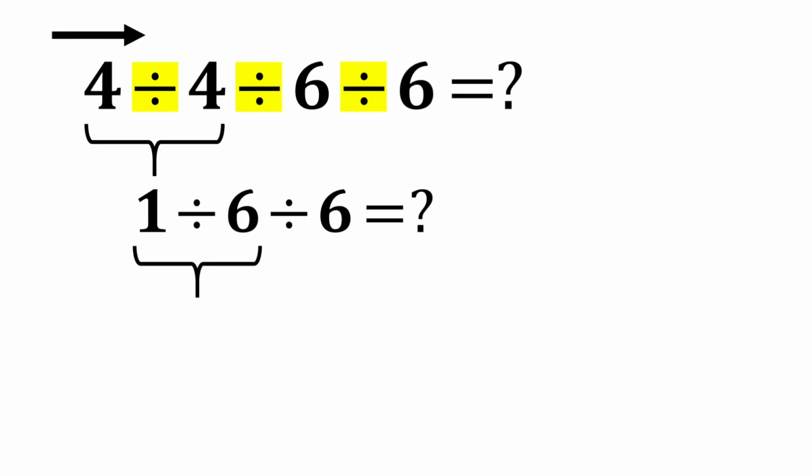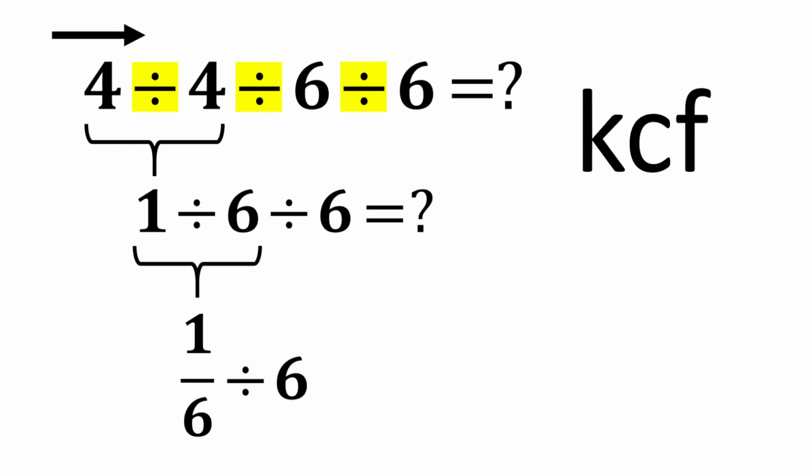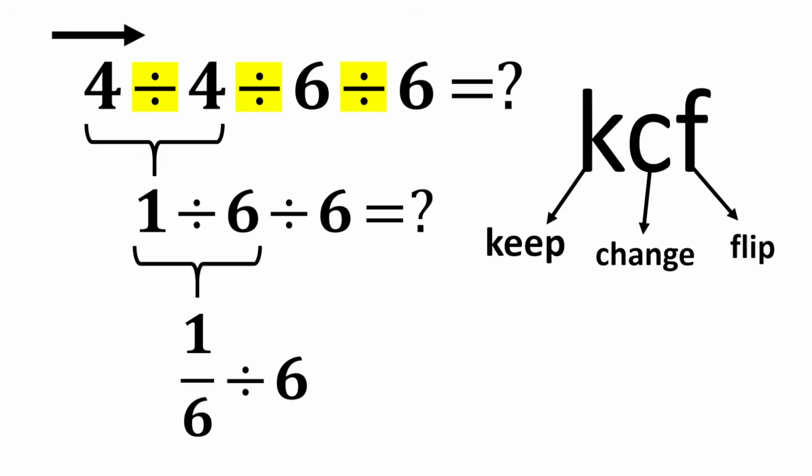Then, 1 divided by 6 equals 1 over 6. Finally, we need to calculate 1 over 6 divided by 6. To solve this division, we use the KCF rule. This rule is a simple method for dividing fractions. In this rule, K stands for keep, C stands for change, and F stands for flip.